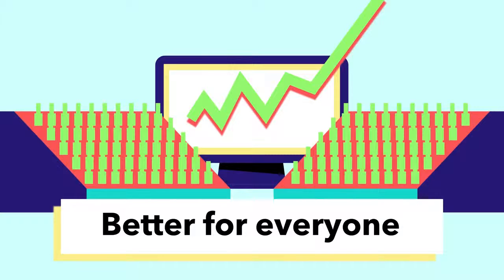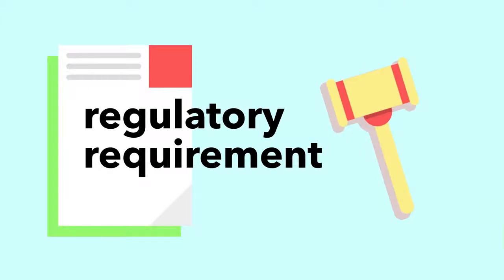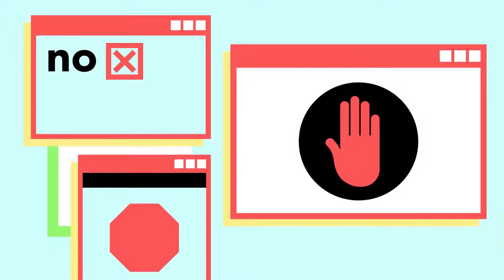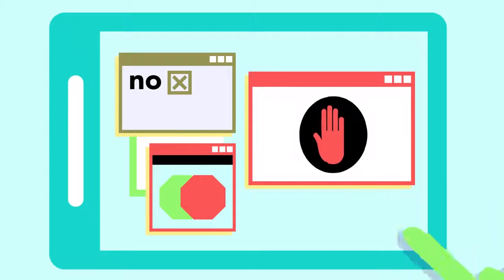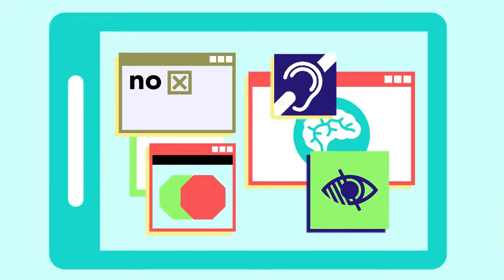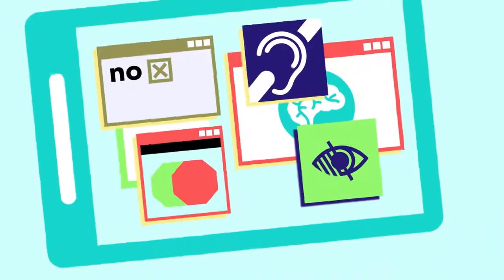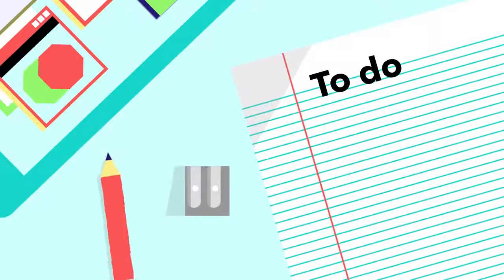Digital accessibility is also a regulatory requirement. There have been legal cases launched against websites that exclude users who may be colourblind or have impaired use of arms or hands, cognitive differences, or visual or hearing impairments. It's best to think about accessibility from the start of a project.